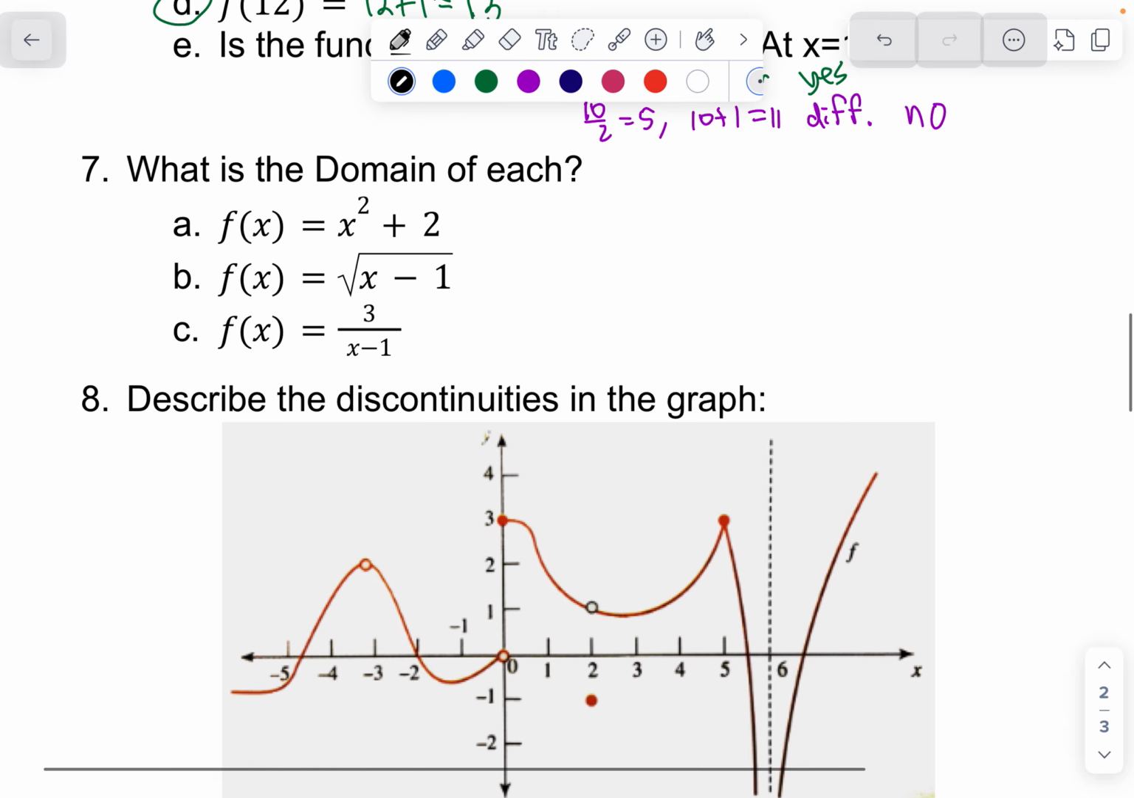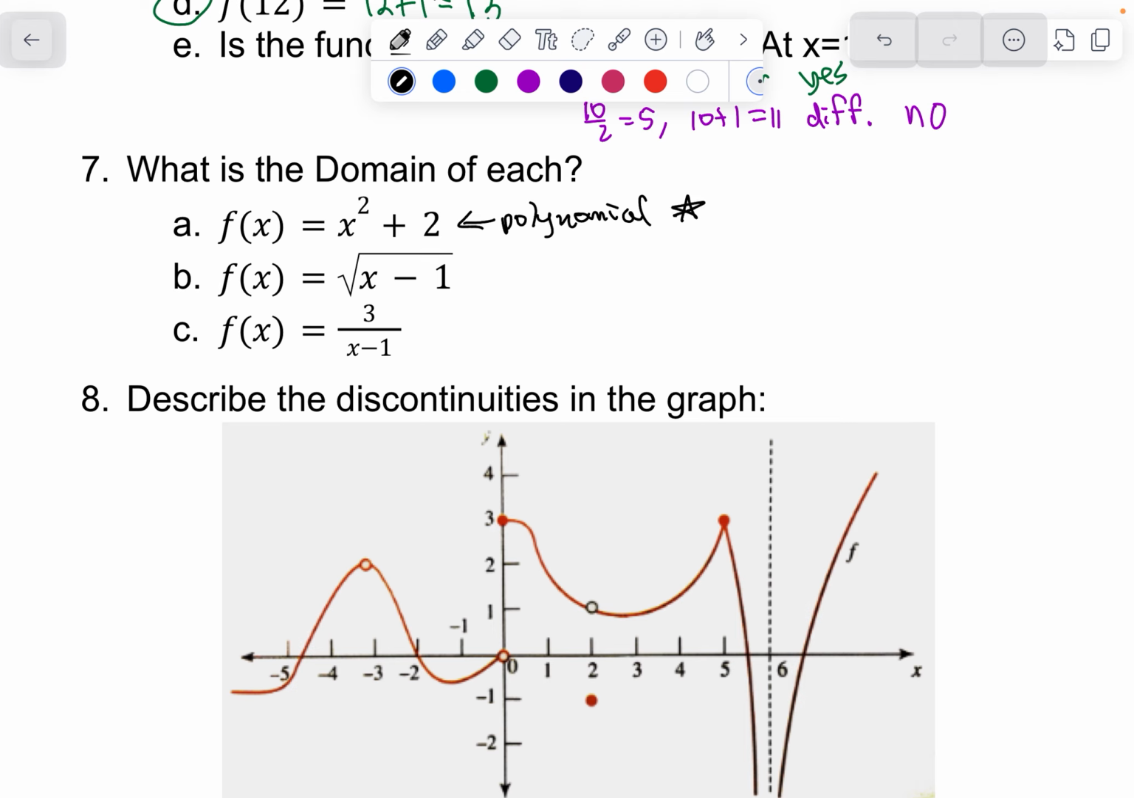Let's talk about domain of a function. The domain of a function, if it is a polynomial, I can plug in whatever I want. So because of that, the domain is all real numbers. So let's write that in interval notation. I can plug in positives, negatives, fractions, decimals, anything I want into x squared plus 2. That graph stretches from the left and the right. It's a parabola that's opening wider and wider and wider. So yeah, we're good.